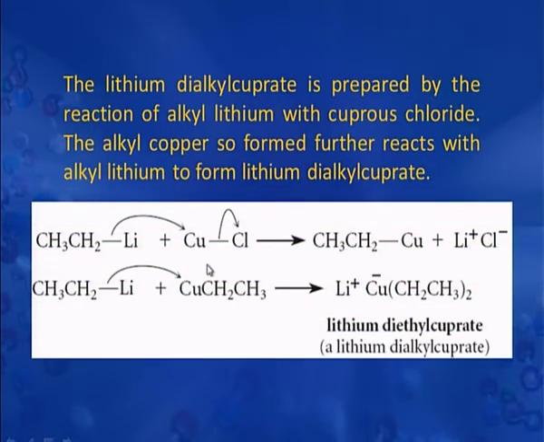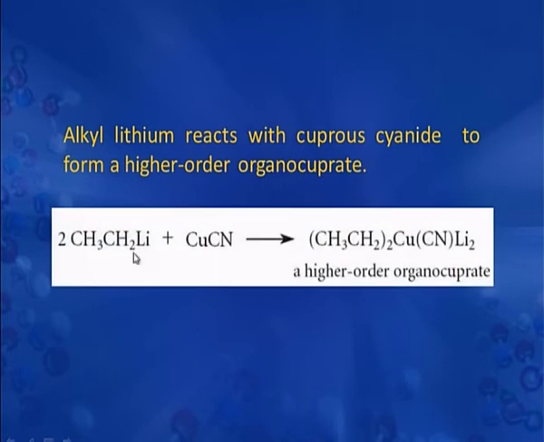Now, what actually are lithium dialkyl cuprates? They are organo-copper compounds prepared by the reaction of alkyl lithium and cuprous chloride, and the second step is the reaction of alkyl lithium with another molecule of lithium alkyl to give lithium dialkyl cuprate. Then alkyl lithium can also react with cuprous cyanide to give higher order organocuprates. In case of reaction of epoxide with lithium dialkyl cuprate, primary alcohols are formed.